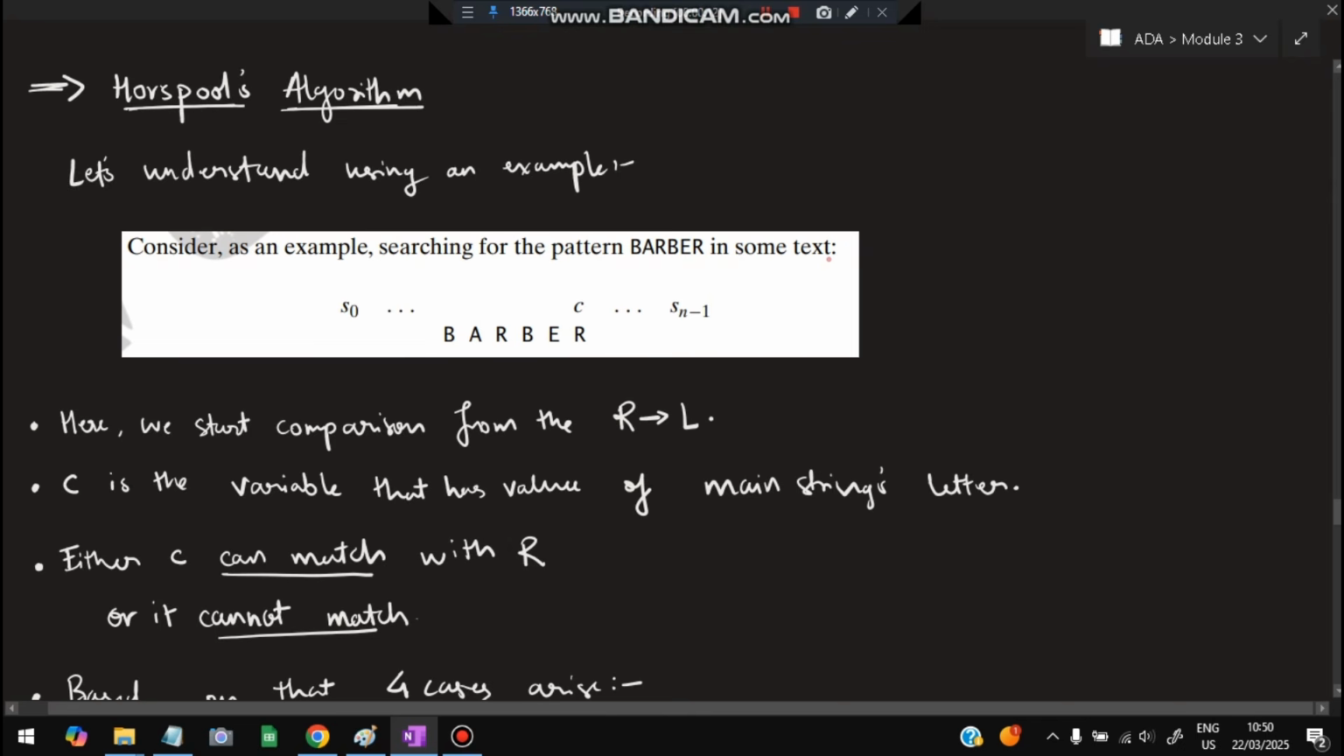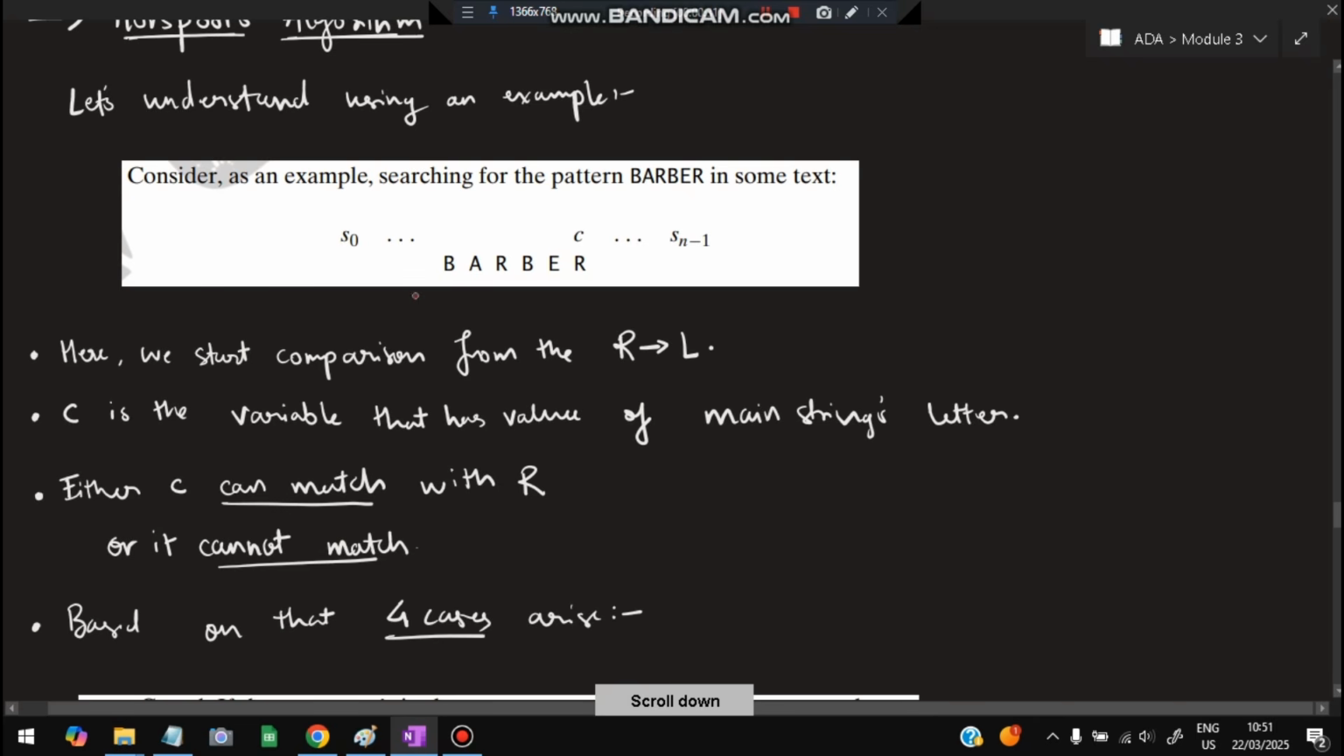In that we have to search where barber is present. So we will be comparing barber with each of these elements. Like barber is present in the starting one or in the middle one, where it is starting from and ending. Wherever we find it, we'll be highlighting that one. So the Horspool algorithm is for searching this pattern in the main text. That is a string matching algorithm. Now some rules are there. We start comparison from right to left.